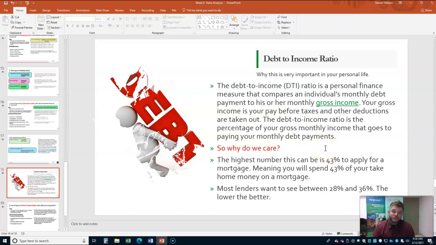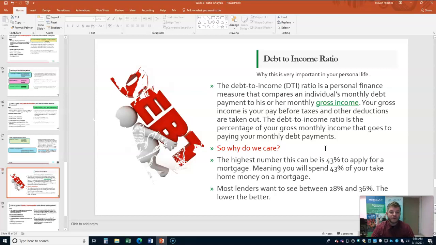Debt to income ratio. Why I have a whole slide set aside for this one is because it is very important for yourselves in your personal life. How much debt do you have and how much income do you make? This is basically going to allow you to borrow money depending on what these numbers are.